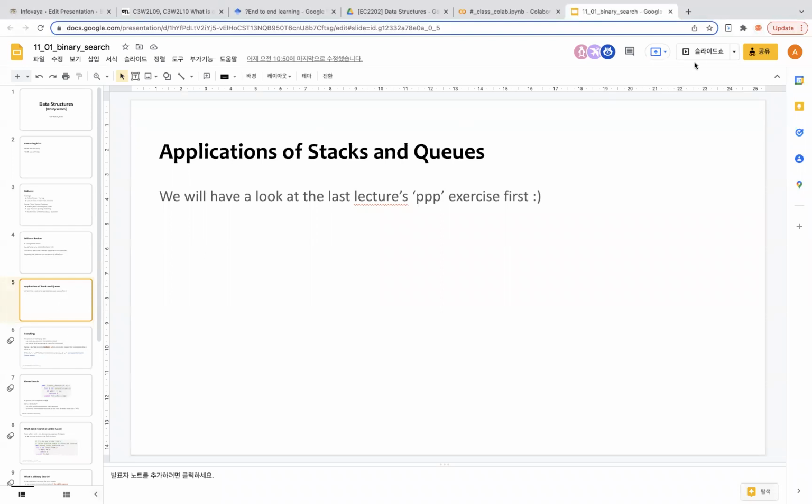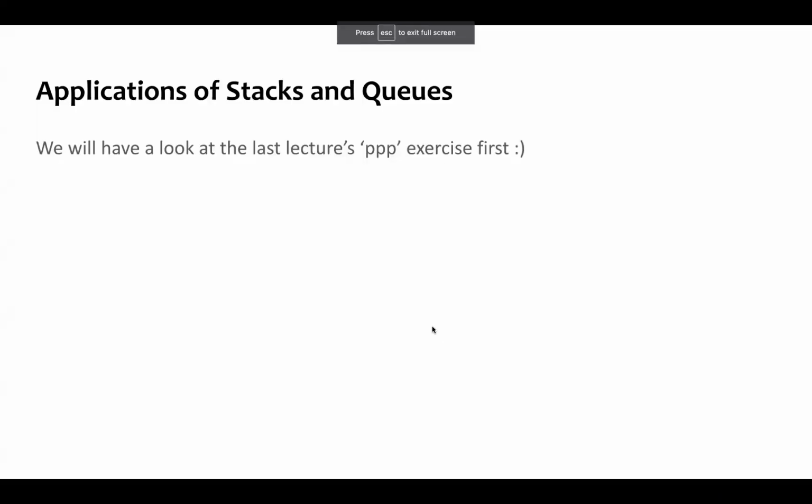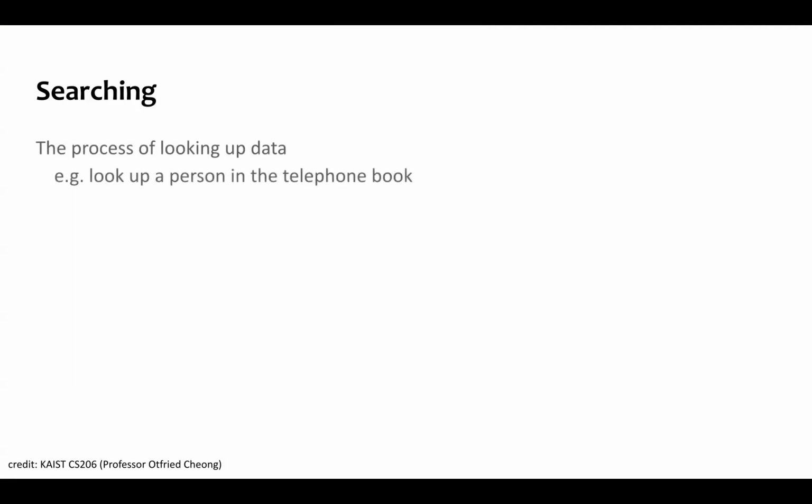And let's continue on our today's topic, that is searching. Searching is a process of looking up data. For example, we can look up a person in the telephone book. Nowadays, we don't use a telephone book, but we just search on our cell phone, smartphone. Or you can search for the meaning of a word in a dictionary. Nowadays, we don't use a dictionary, but we use the internet web. However, the computer has to do the job for us. So we need to implement these algorithms to search something.